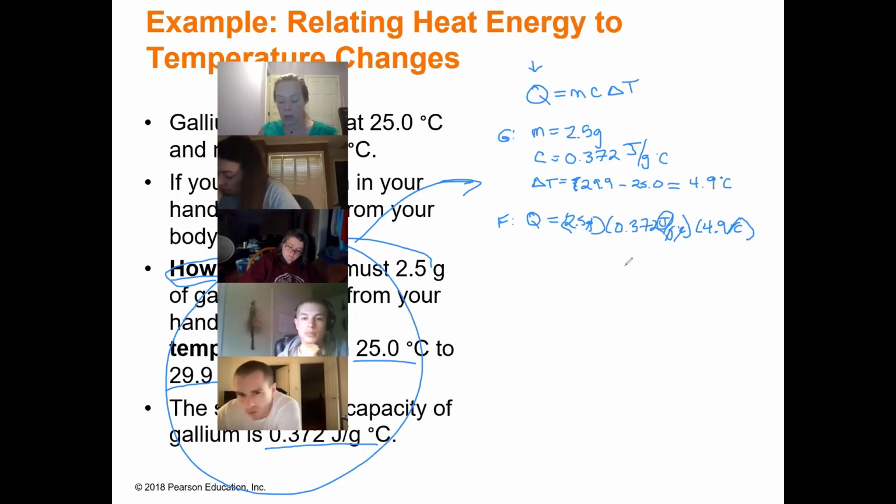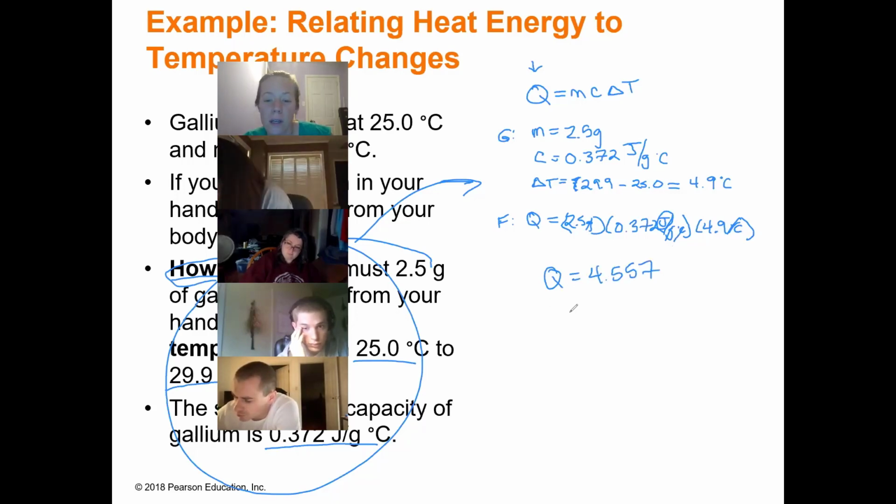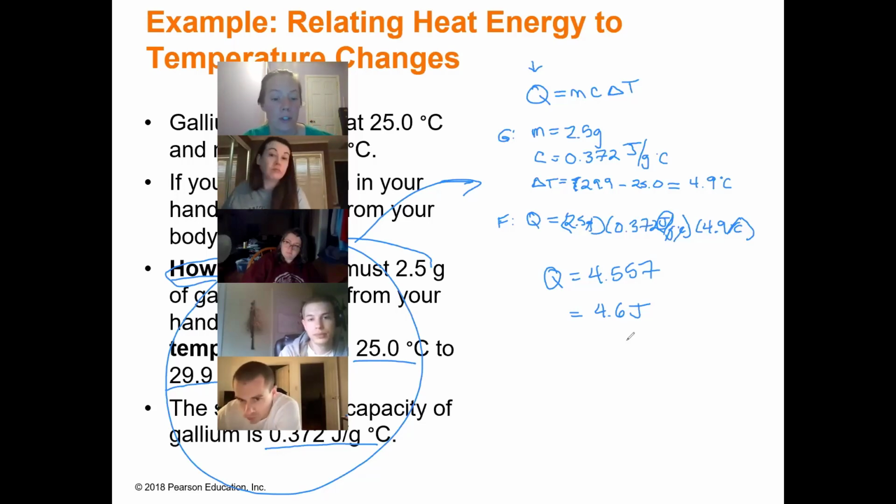So we want to know a joule value, 2.5 times the 0.372 times 4.9. And we get a Q value. Q is equal to 4.557. We have two significant figures, so I'm going to round this to 4.6, and the unit on it is a joule. 4.6 joules of energy to raise this little sample of 2.5 grams of gallium from 25 degrees to 29.9 degrees. So your hand donated 4.6 joules of energy.